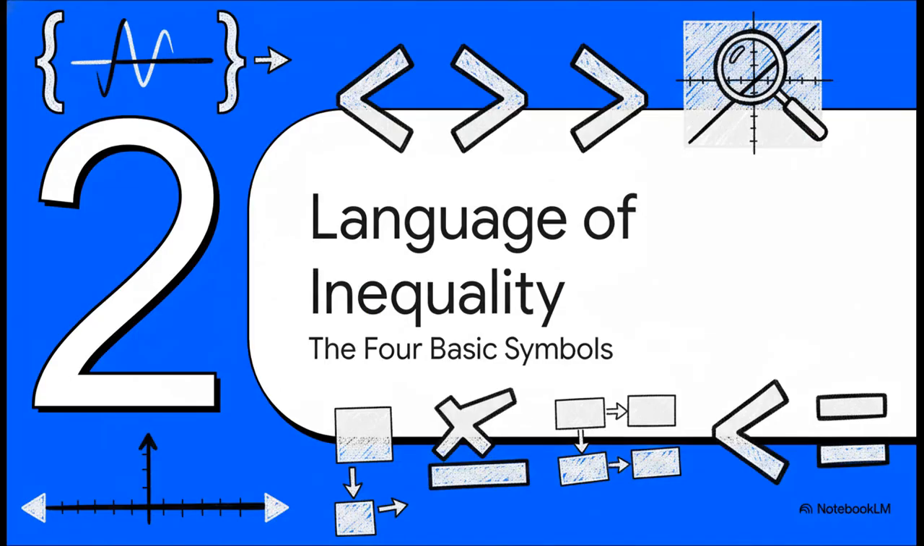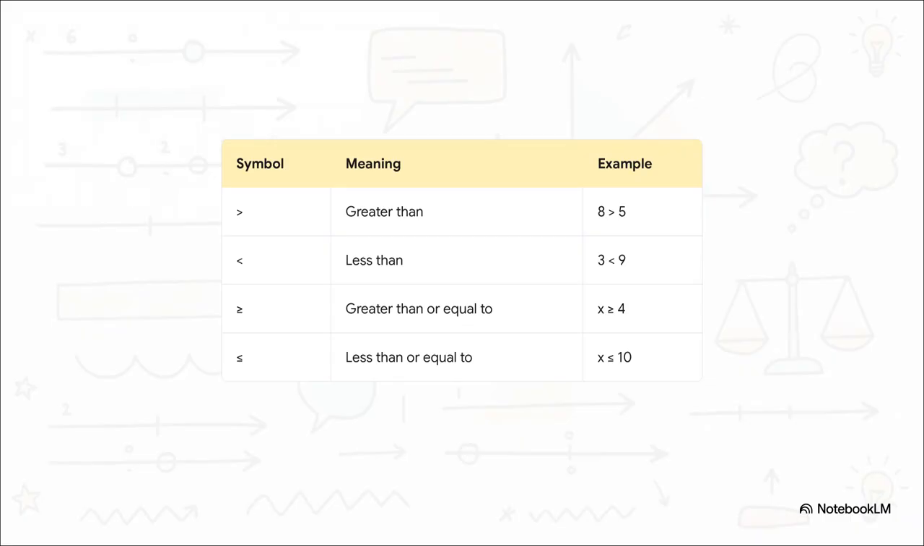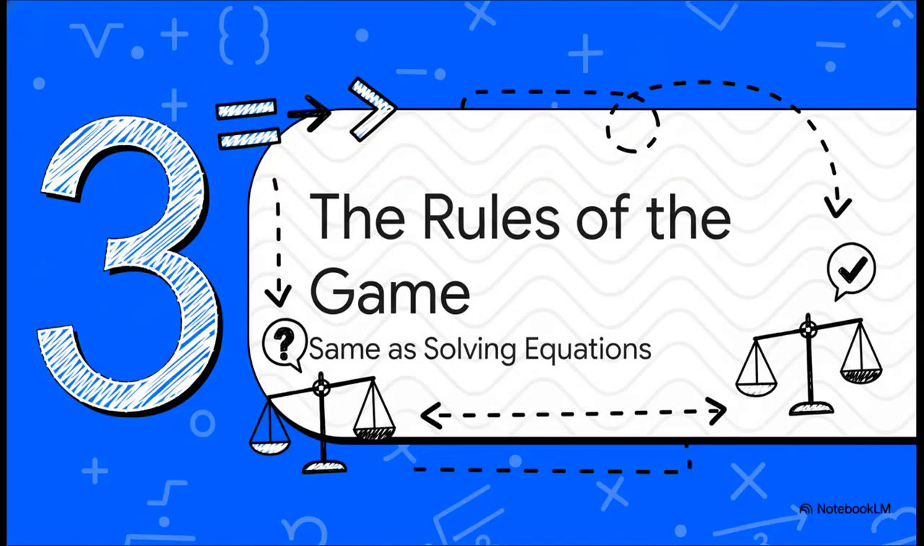So, to talk about these ranges of answers, we're going to need a specific language. Let's get to know the 4 basic symbols that are really the foundation for this whole topic. Here they are, our 4 key players, greater than and less than. Pretty straightforward, right? But check out the 2 on the bottom. You see that little line underneath the symbol? That line means or equal to, and it's a really big deal. It means the number right on the edge is included in the answer. So when we say x is greater than or equal to 4, it means x can be 4 itself or, of course, anything bigger.